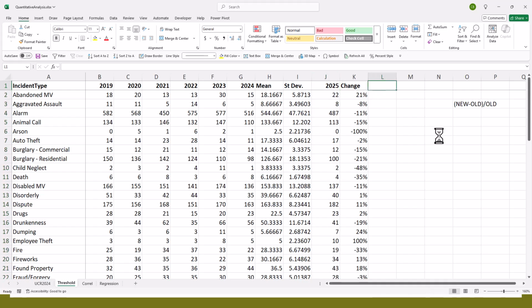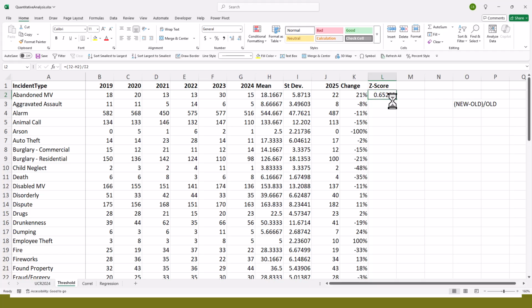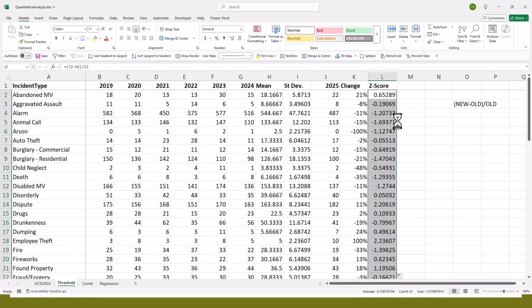So, what we're going to do over here in column L is calculate not the X, sorry, the Z-score, as it's called, which tells us how does 2025 compare to the mean, not in terms of the mean, as we do with percentage change, but in terms of the standard deviations. How many standard deviations from the mean is 2025? And we calculate that by taking the 2025 figure with an open parenthesis, subtracting the mean, and dividing by the standard deviation. And then filling that down.